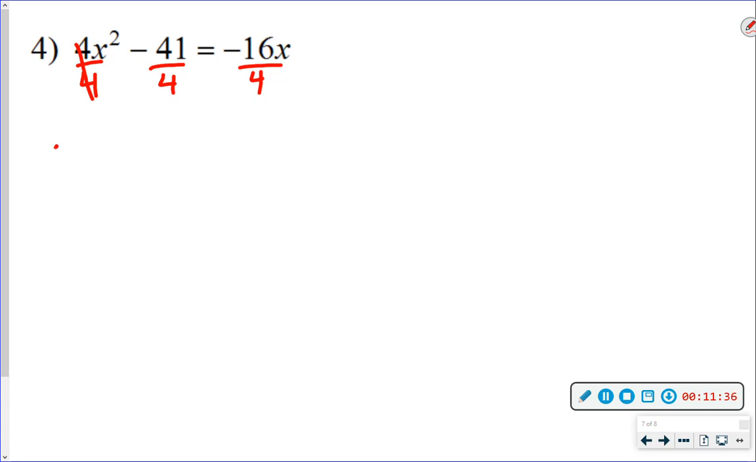So I'm going to have my x squared. Now, 16 over 4, negative 4x really on the right. I'm going to go ahead and add it over, so it's going to be a plus 4x. So I went ahead and moved it. I simplified and moved in one step. I don't like this 41/4 either. I'm going to put that on the right side. So I'm going to add 41/4 over.